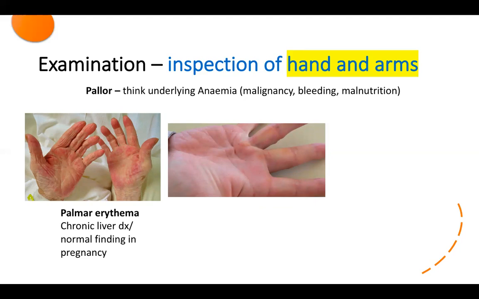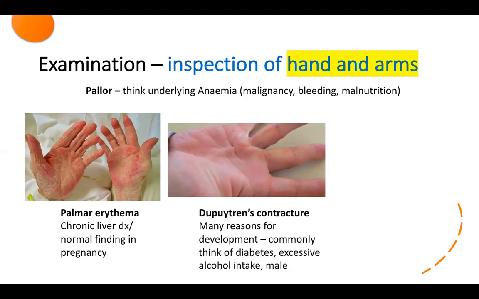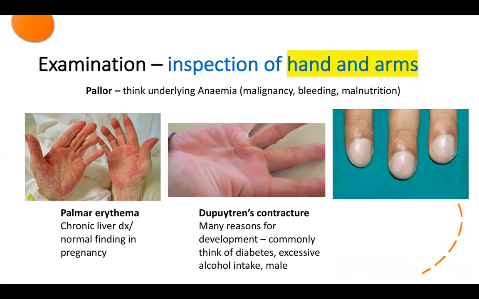Yeah, Dupuytren's contracture, that's great. Yeah, so there are many reasons why someone can have a Dupuytren's contracture. Commonly, it could be if they're male, if they have diabetes or excessive alcohol intake. So there are many risk factors, but it's good to identify. That's a good first step. And then clubbing.